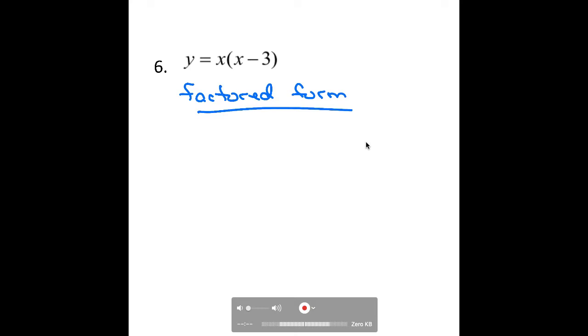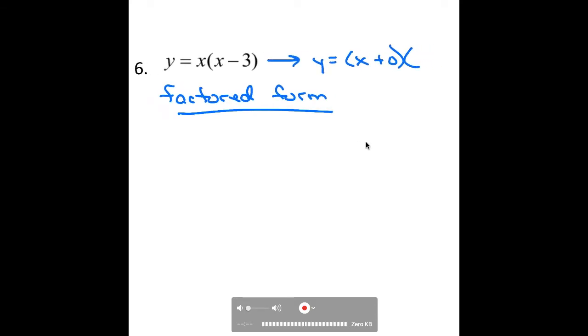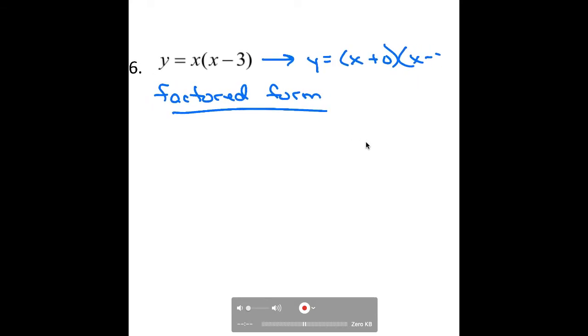This can be rewritten if I want to. Guys, quiet, please. This can be rewritten as y equals x plus 0 times x minus 3. Those are the exact same things. Okay? To be in vertex form, you have to have the squared on the parentheses.